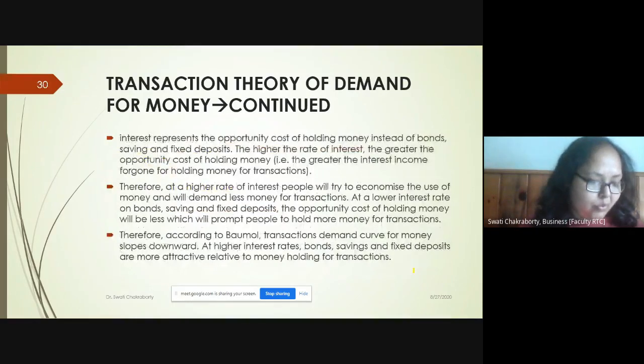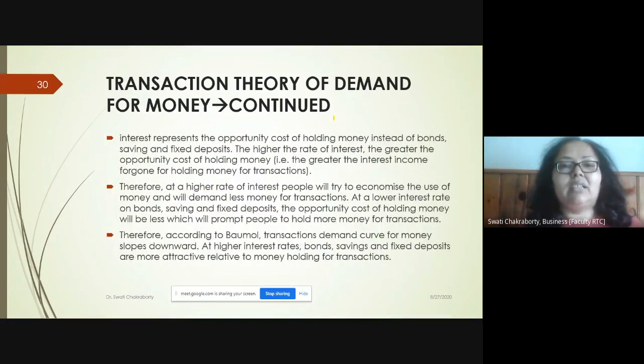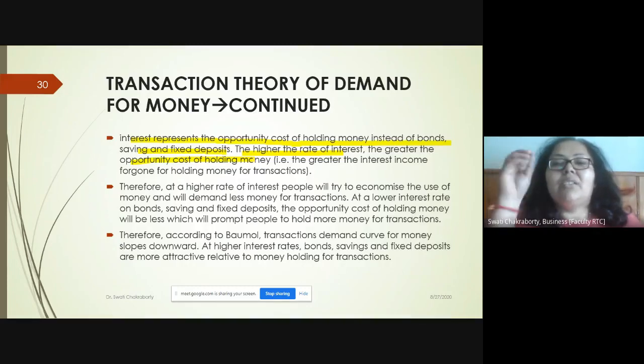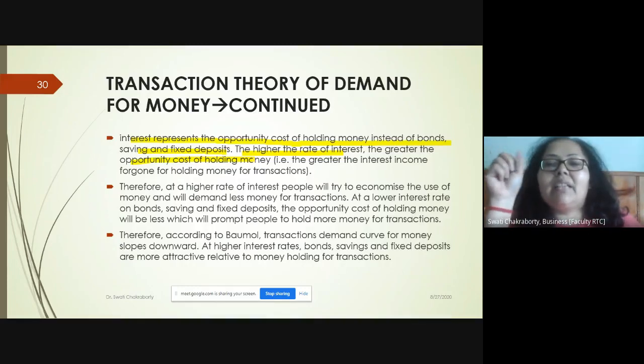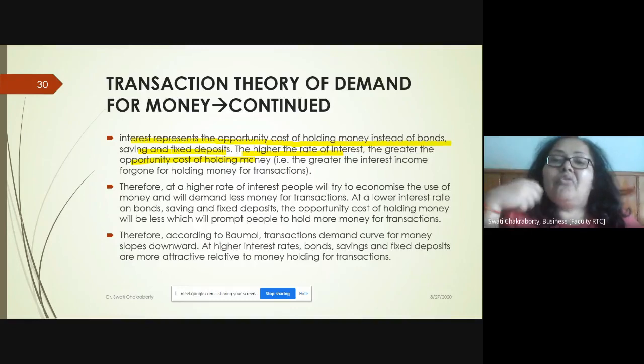So we see here that the interest we are talking about is actually the opportunity cost of holding money instead of bonds, savings and fixed deposits. That's the interest that you lose. So the higher the rate of interest, the greater is the opportunity cost of holding money, right? Which means the greater is the interest income that you are giving up for holding money for transactions. You could have earned that money, but you're foregoing it.